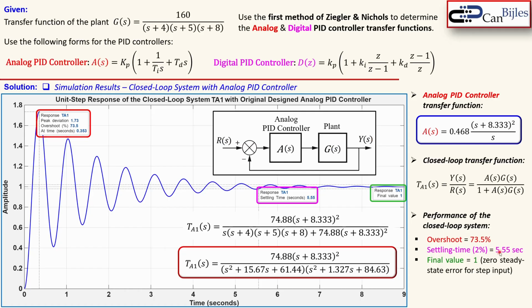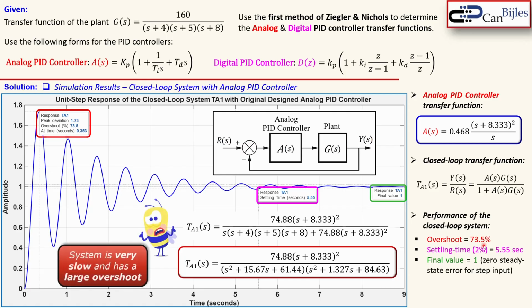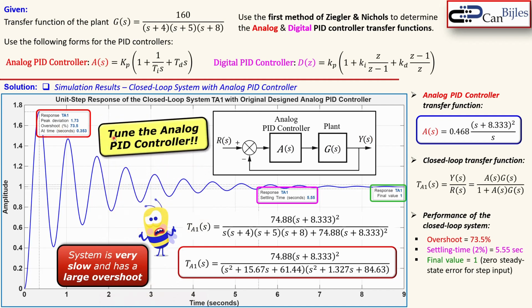But settling time is quite large, and also the overshoot is huge here. So we can say, well, we have a system, it is stable, but it is very slow and also has a very large overshoot. So what can we do about that? That's exactly what I discussed in the beginning. We might have, of course, a PID controller that might do the job, but it is not really perfect. So we need to have this tuned. So we can tune this analog PID controller using the methods we will discuss now.